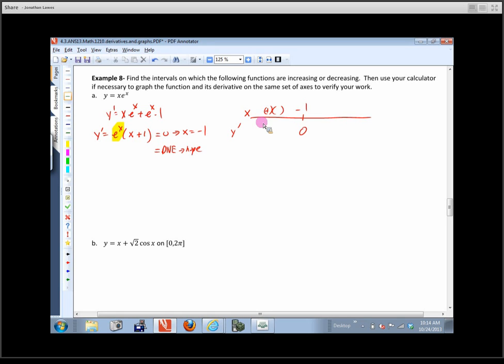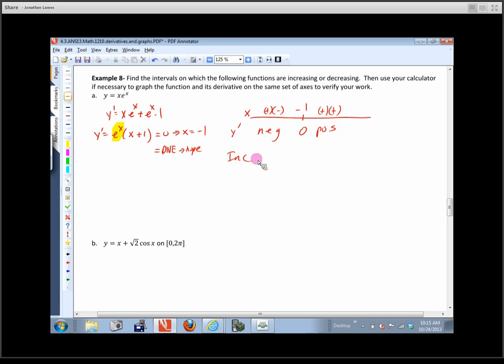So pick anything you want less than -1. Pick -400 if you want. When you plug it in here, you're going to get a negative. So I have a positive times a negative. So that means the sign of the first derivative is negative there. If I pick any number I want that's greater than -1, 0 is very easy. Plug it in here. We already established the fact that that first factor is always going to be positive. If I plug in a number bigger than -1, that second factor is also going to be positive. So I get this.